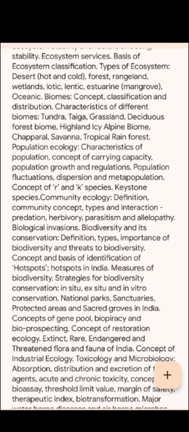Biomes: concept, classification and distribution. Characteristics of different biomes: tundra, taiga, grassland, deciduous forest biome, highland icy alpine biome, chaparral, savanna, tropical rainforest.